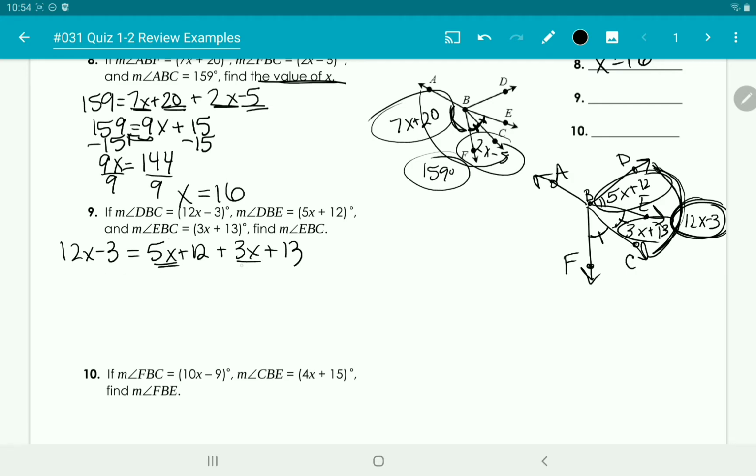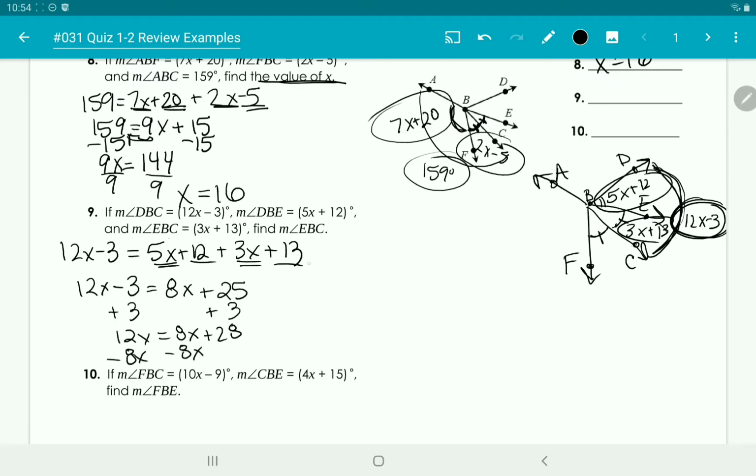So we'll do the ones with x on the right side together and the ones without x together. We still have this 12x minus 3. 5 plus 3 gives us 8x. 12 plus 13 gives us 25. Then we can add 3 to the other side, which gives us 12x equals 8x plus 28. Then we'll subtract the 8x. So 12 minus 8 is going to give us 4x equals 28. Then if we divide by 4, that's going to give us that x is equal to 7.